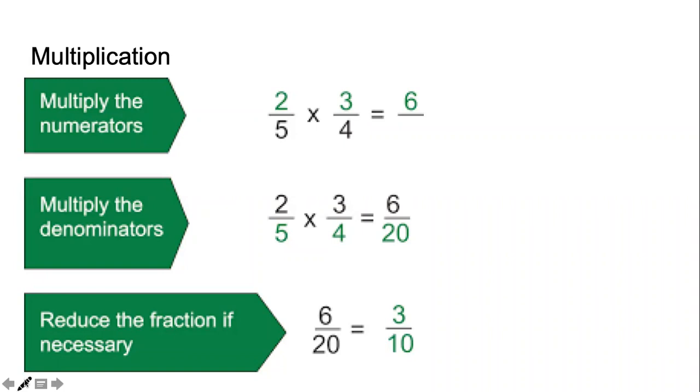6 by 20. How does 6 by 20 become 3 by 10? If you know, absolutely well, good, very good, brilliant. If you don't know, you wait for the next class and we will understand.